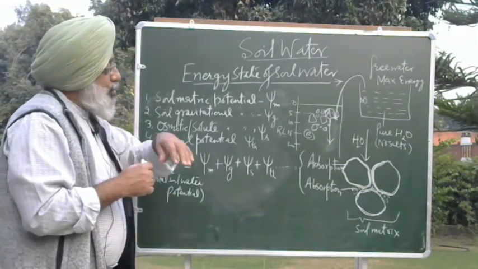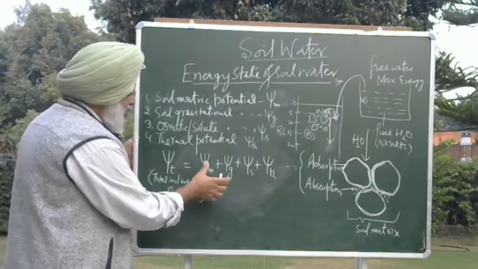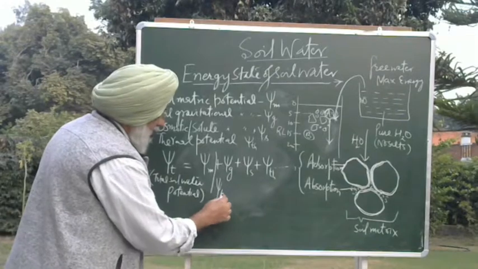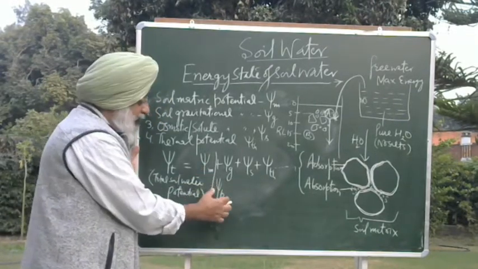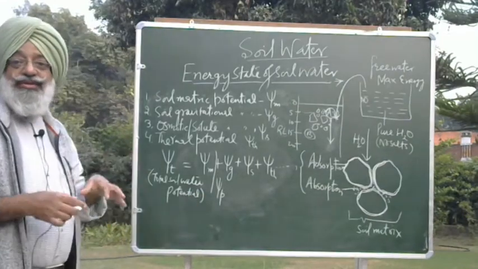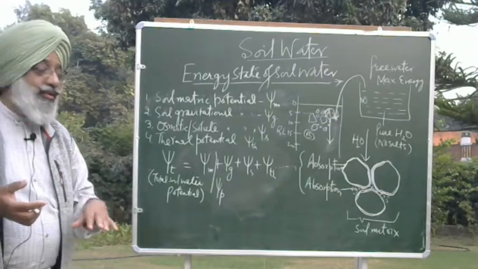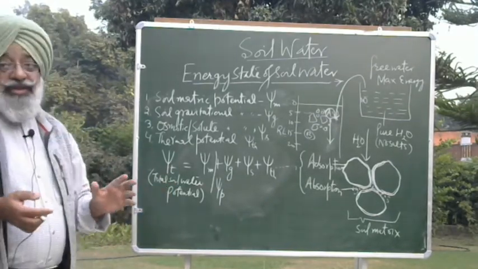Now, if the soil is saturated, all the pores are filled with water, then this magnetic potential will become pressure potential. Because magnetic potential is negative pressure potential, this becomes positive pressure potential because all the pores are filled with water. So, water moves freely into the soil. Anyhow, this is total soil water potential.